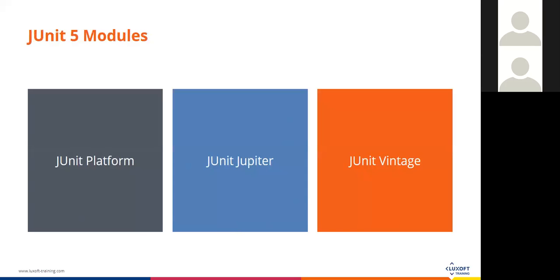And the third module is JUnit Vintage. Of course, we need to keep some backwards compatibility. What are we doing with JUnit 3? What are we doing with JUnit 4? We don't have to forget them, and we have to provide some support. Backwards compatibility is always important, and this comes here with JUnit 5 in the module of JUnit Vintage.